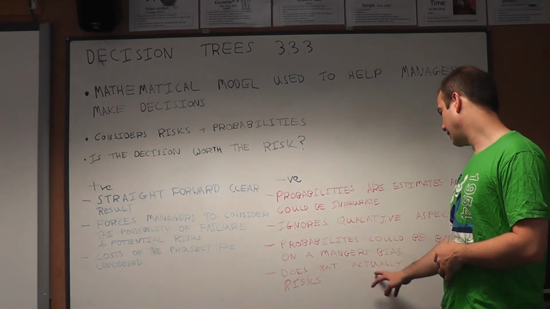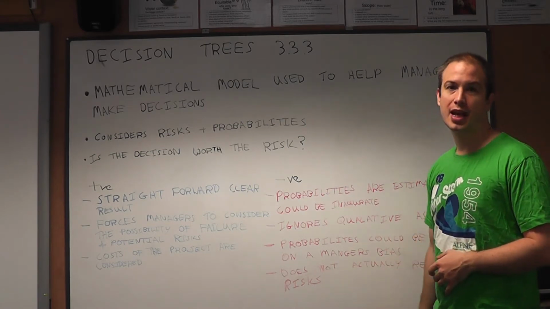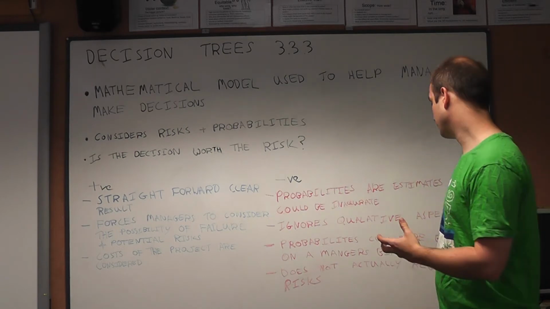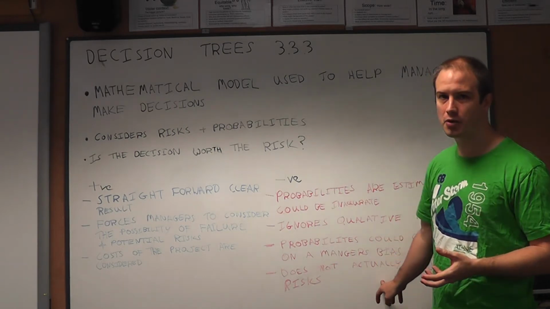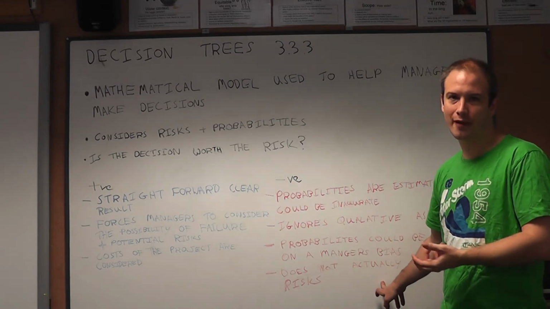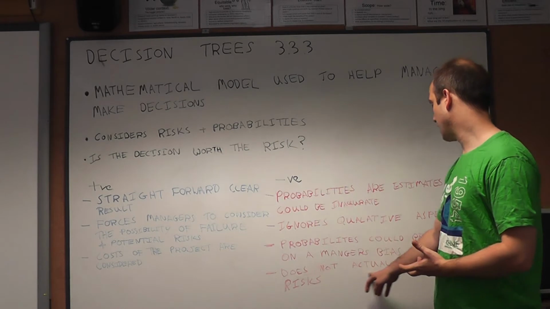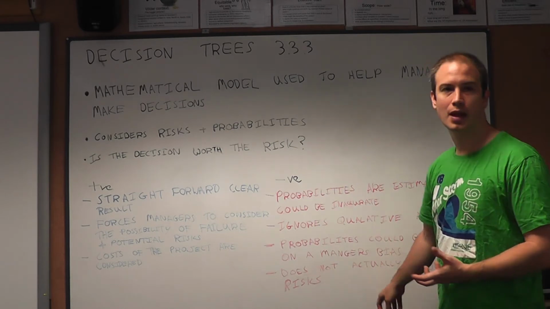And also, it doesn't actually reduce the risks. It forces managers to consider when the risks actually happen, but are those risks any less as a result of having done the decision tree? No. But it does mean that they can consider them.